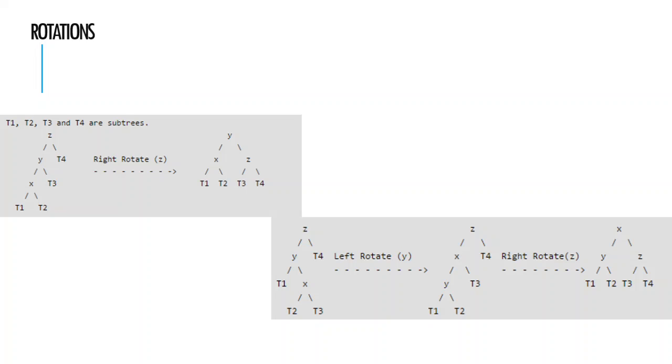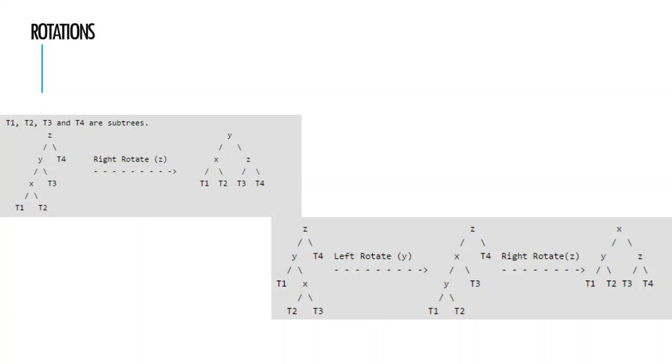Go to the X. We have T1 on the left side, less, and T2 on the right side. But we have a problem. See, we have something like a linked list there: Z, Y, X, and T1, and we don't want that in our binary search tree, but a well-balanced binary search tree. So we have to right rotate the Z.